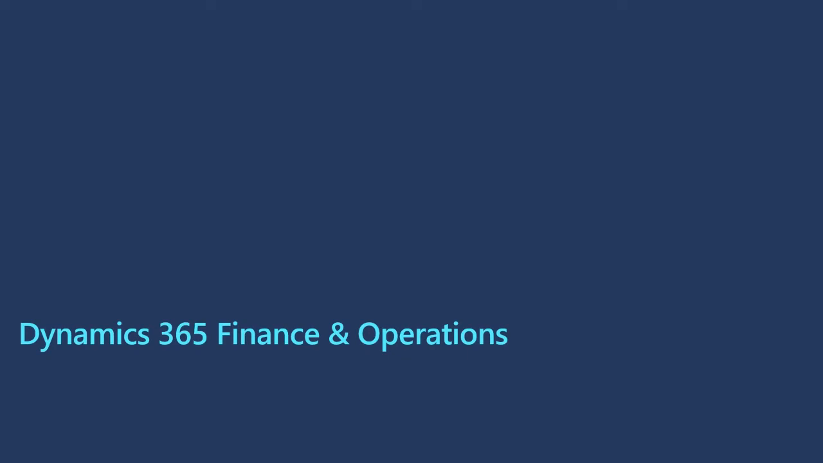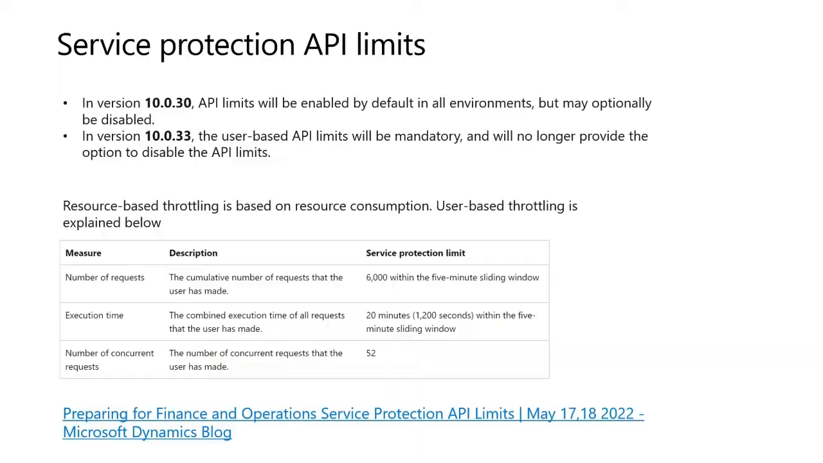First thing we're going to talk about for finance and operations is a platform feature that will be getting enabled by default here in the very near future. So if we take a look at it, service protection API limits, it's basically a feature that is meant to protect the application from getting flooded with requests and either bringing it down or degrading performance for other users.